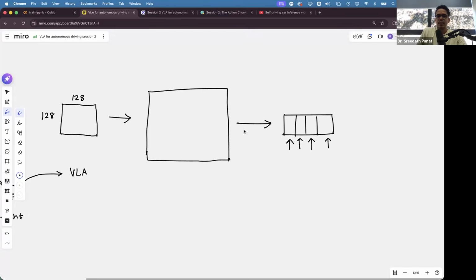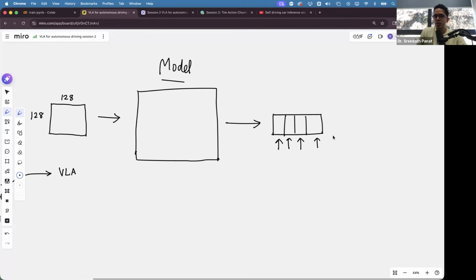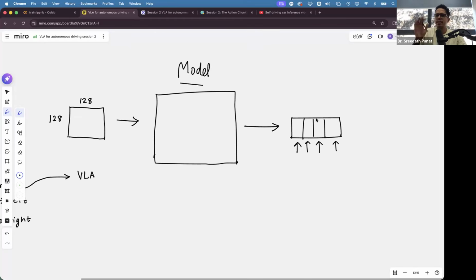So my question is, this model, if the only input is an image, and the only output is these 4 actions, and let's say we are not even chunking the actions, we are just predicting one action at a time, what could this model be like? What can it be made of?